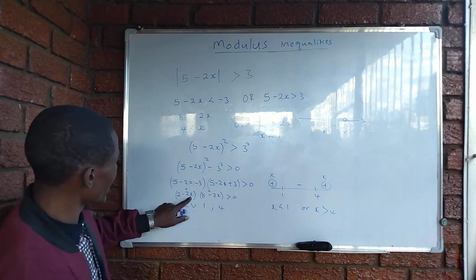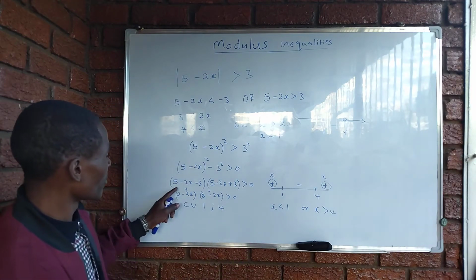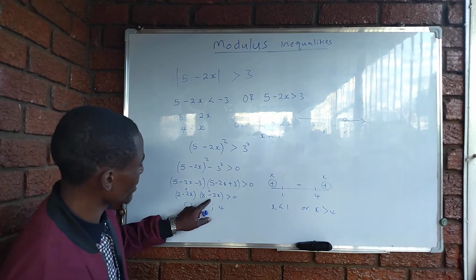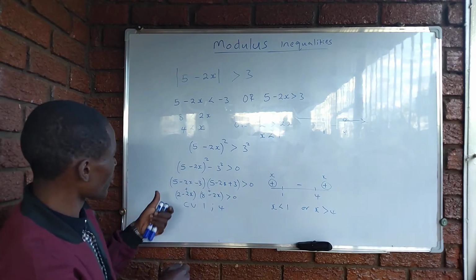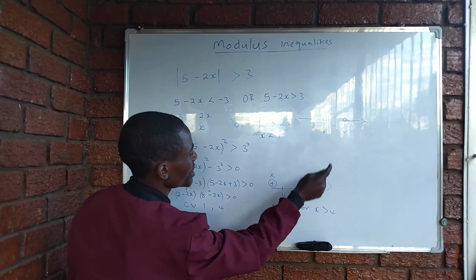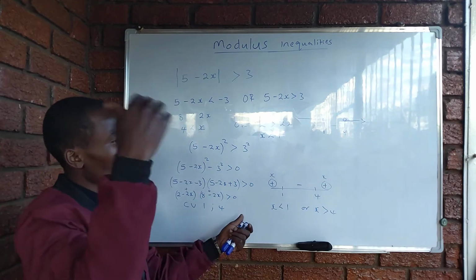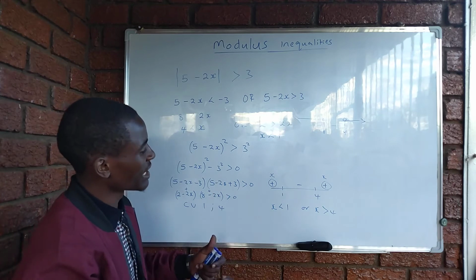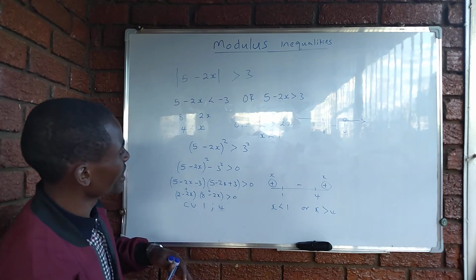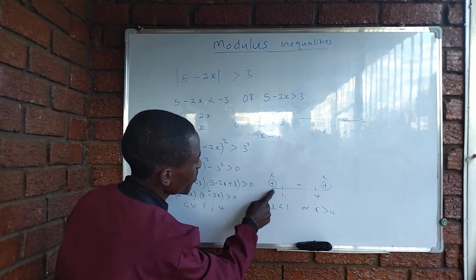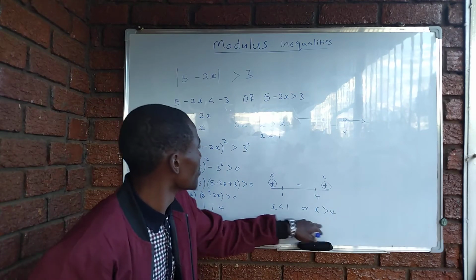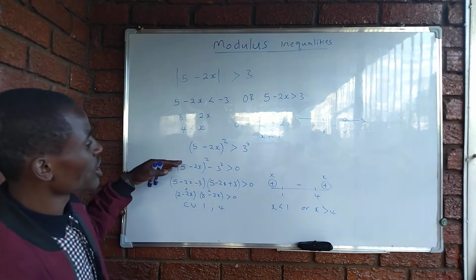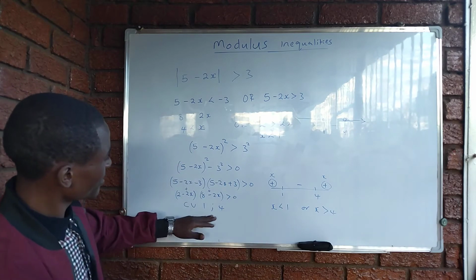The number to test is 0. If you put 0 for x, 2 minus 0 is positive, then 8 minus 0 is positive, positive times positive gives a positive. We want the region where the inequality holds, so we go back to the inequality. So x will be less than 1, and 4 will be less than x. So it's really simple, right?